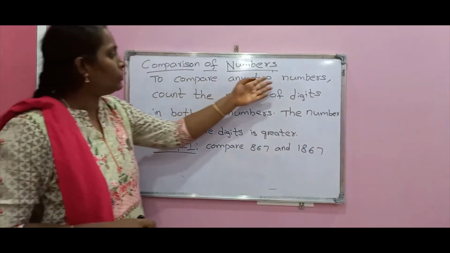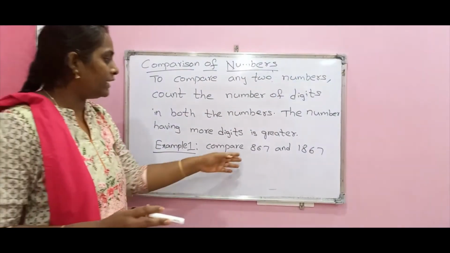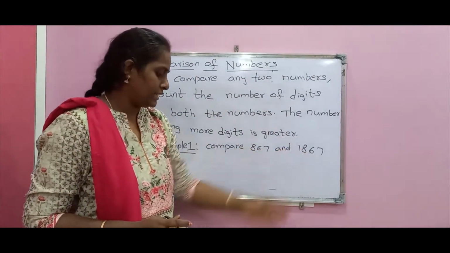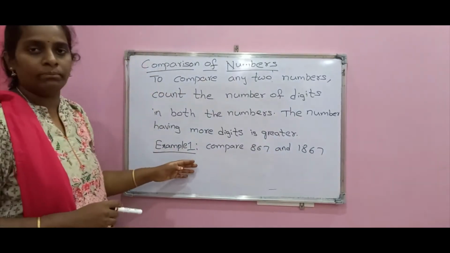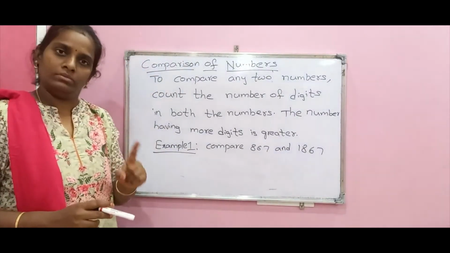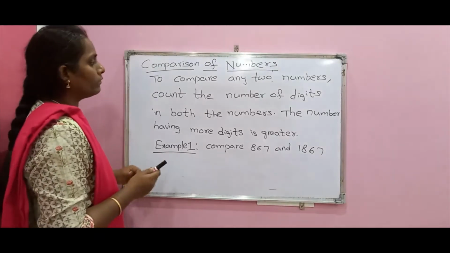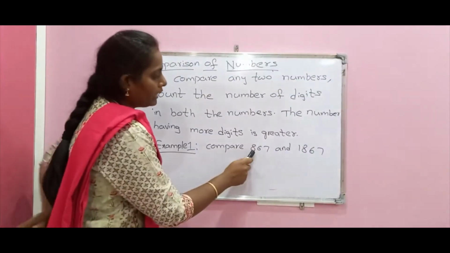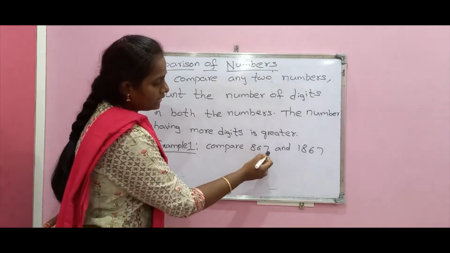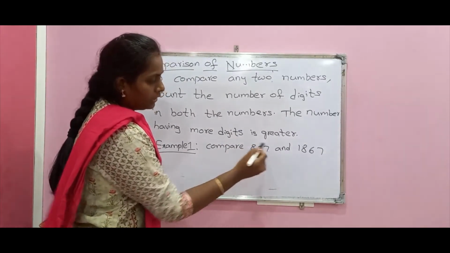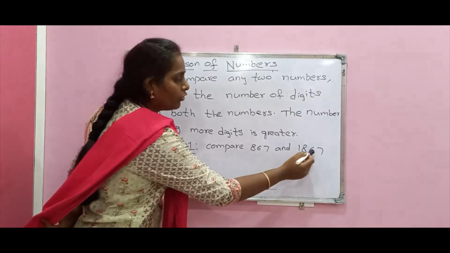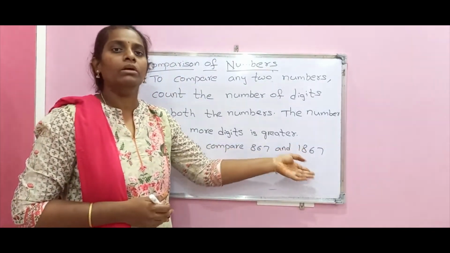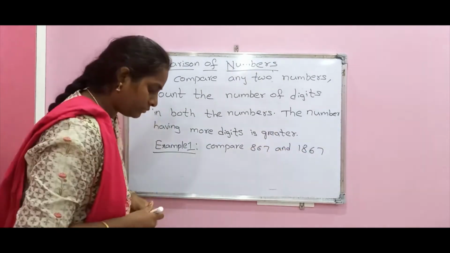To compare any two numbers, here they give two numbers, 867 and 167. This is one example and this is one method to compare. First, count the number of digits. How many digits are there in this number? 1, 2, 3. 3 digits are there. Here 4 digits are there. So this is the greatest number because here 4 digits are there.